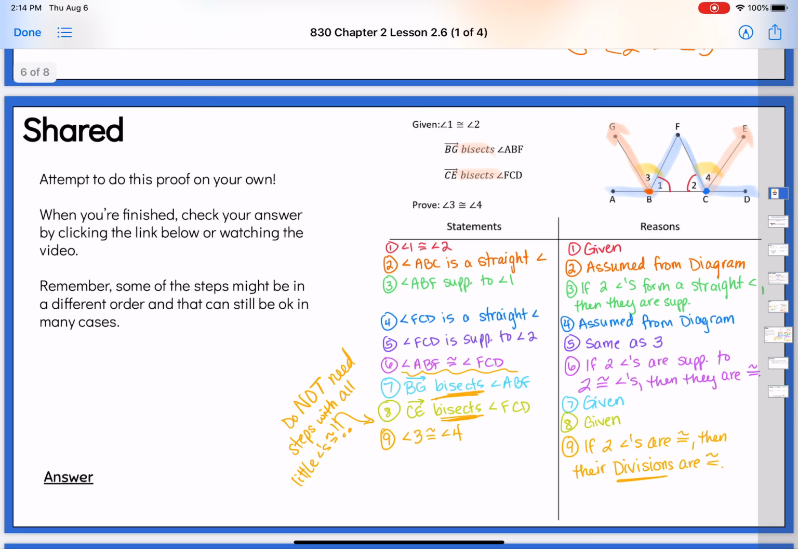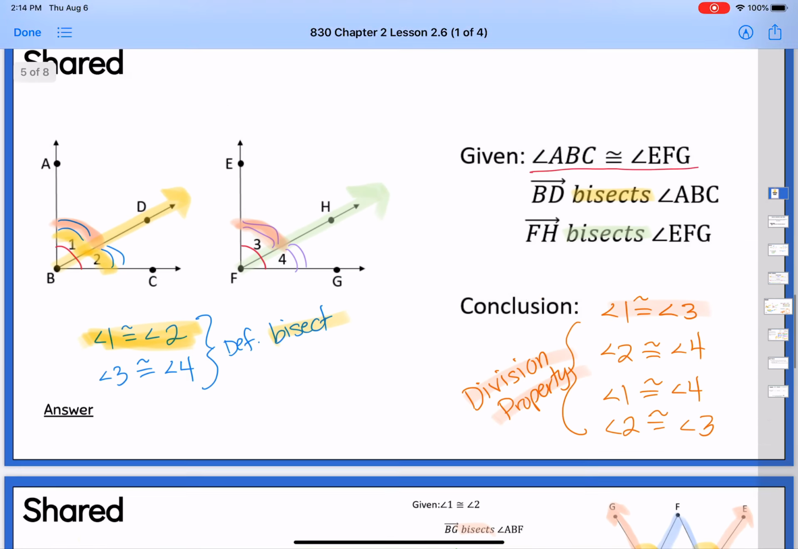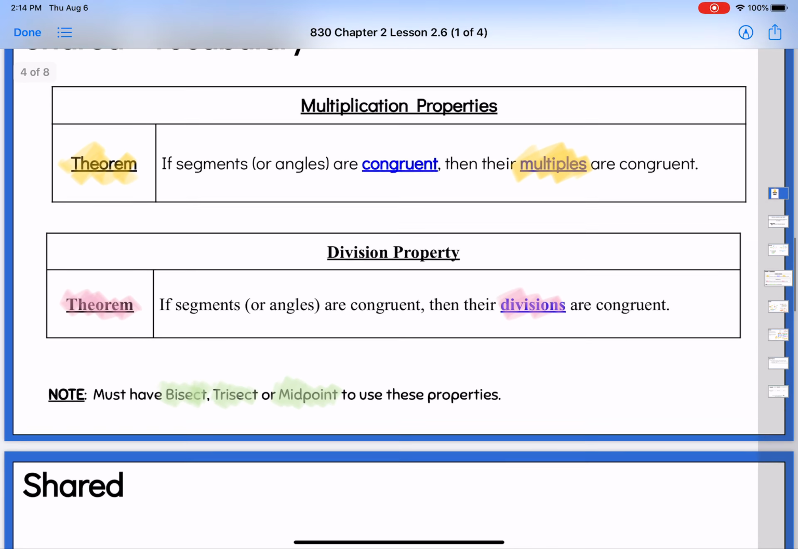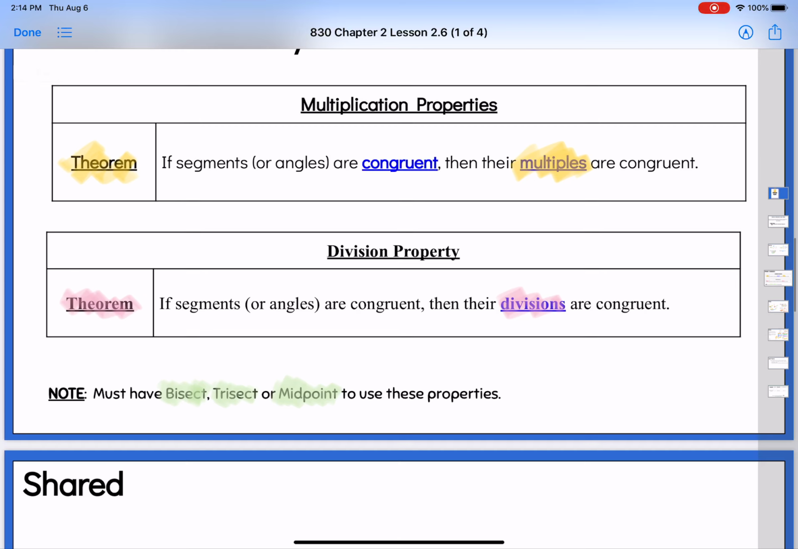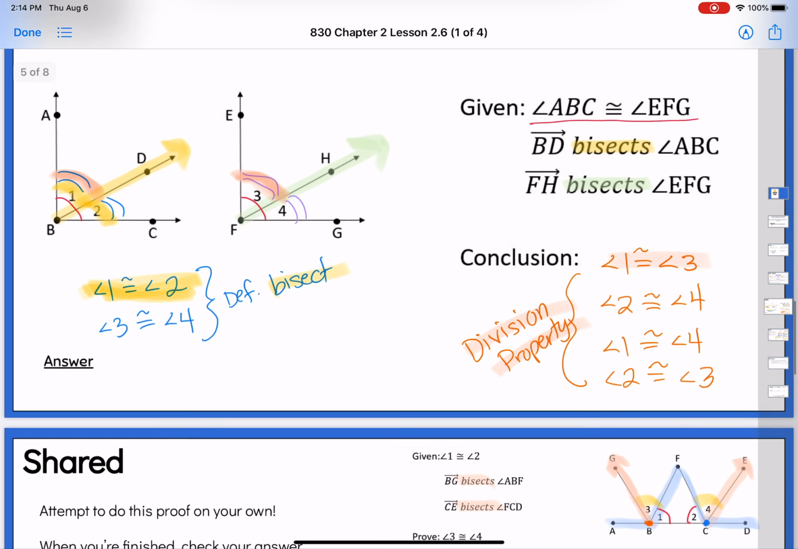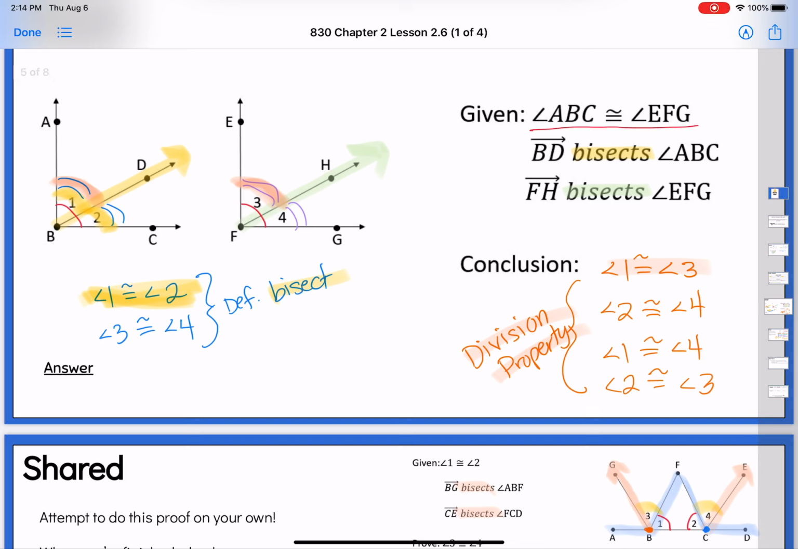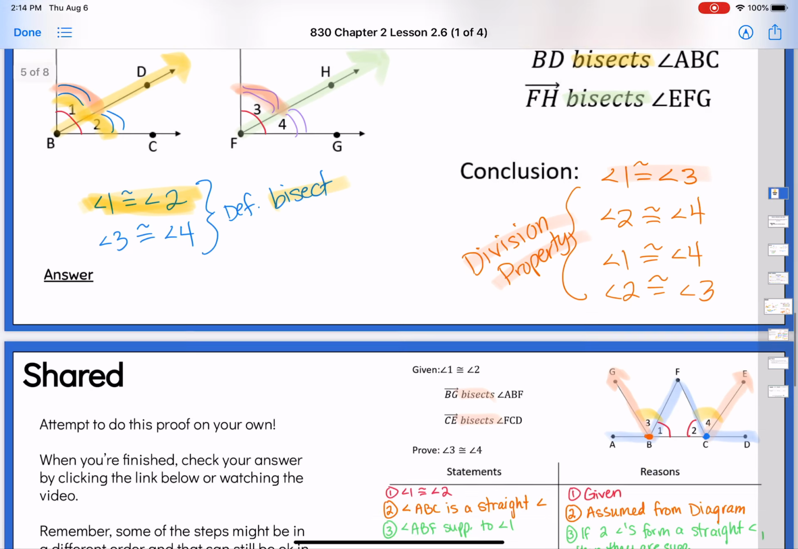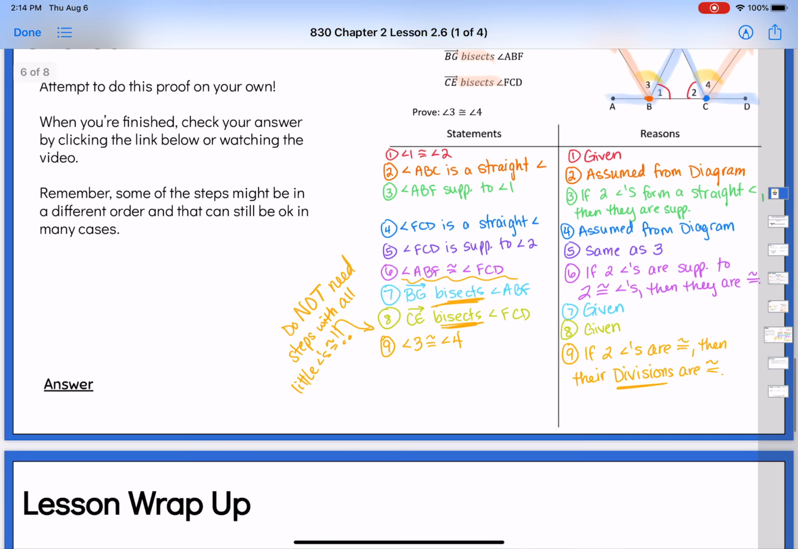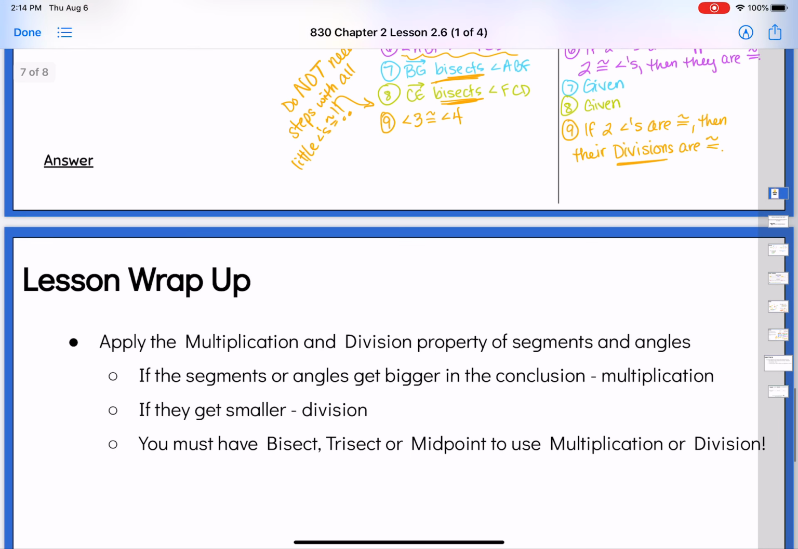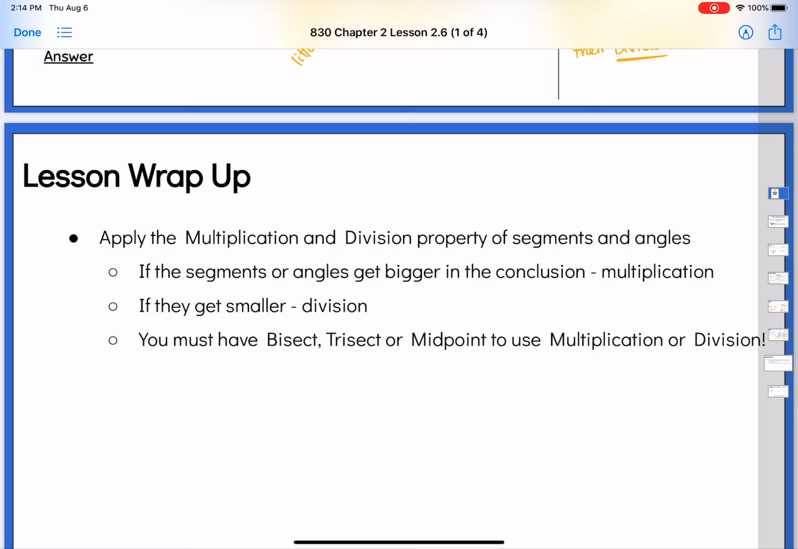That's it, right? Really understanding the difference between multiplication and division, kind of similar to addition and subtraction. Remember, if you're starting small and you're proving something big, that's multiplication. If you're starting with big and proving something small, that's division. And don't forget, you've got to have bisect, trisect, and midpoint. And then really understanding the difference between the definition of bisect and the division property is a hot topic for mistakes. And then just really how you write that in a proof. And that really wraps it up. I think I kind of just walked through all the lesson wrap-up things here.